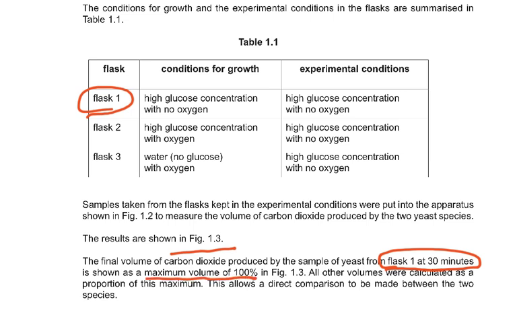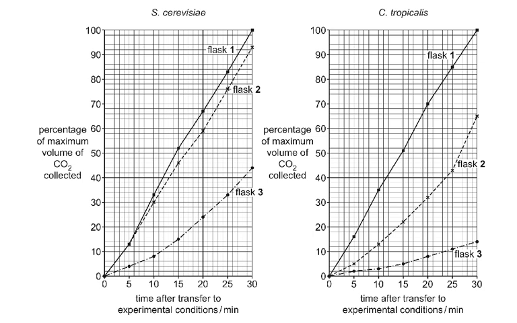So please understand this. Now we have a very complex graph. The x-axis is time after transfer to experimental conditions, in minutes. The y-axis is the percentage of maximum volume of carbon dioxide collected. This is S. cerevisiae and this is C. tropicalis, so these are the two different ones. It is very interesting to look at the graphs and see how they are different.